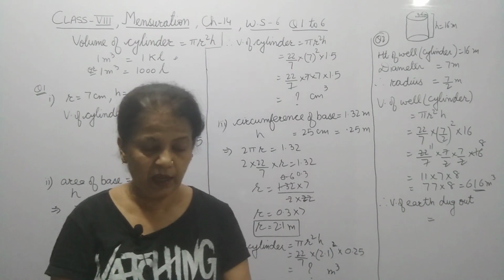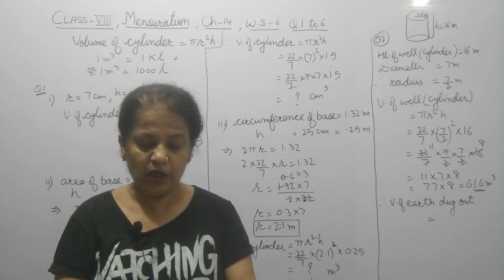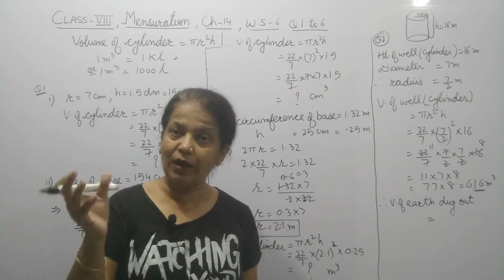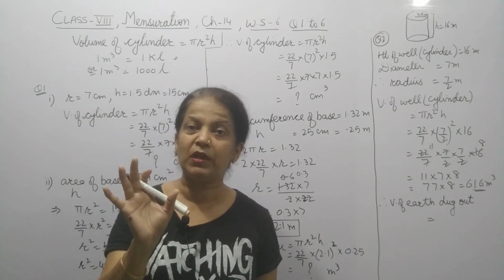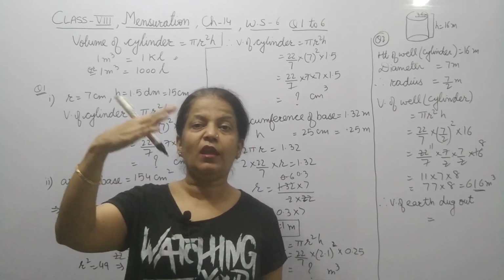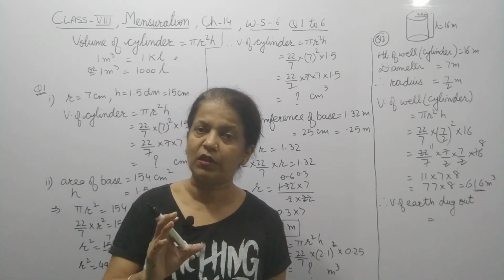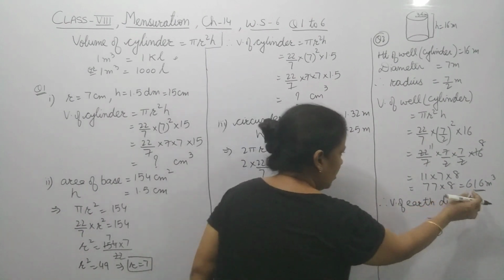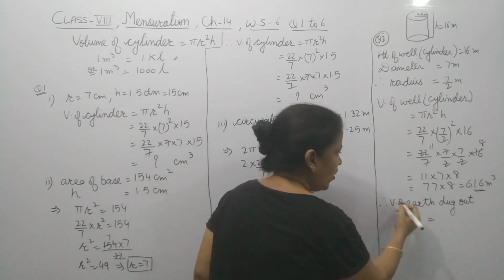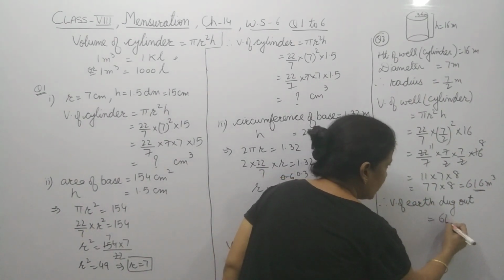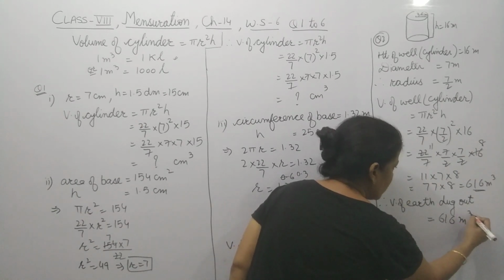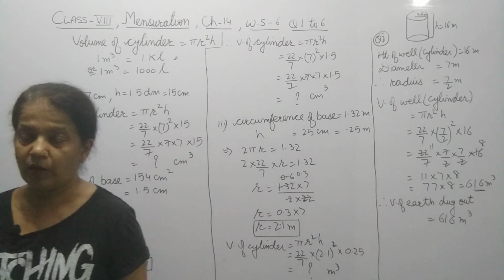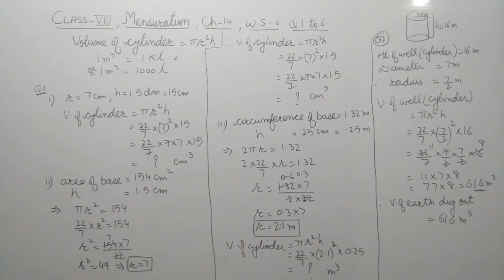Now in the question it is written, how much cubic meter of earth dug out. So the earth dug out, earth means soil, how many cubic meter of it you are taking out. So that is equal to the volume of the well. So from here our volume has come out. So volume of earth dug out is 616 meter cube. Is it clear? Now come to the next question.